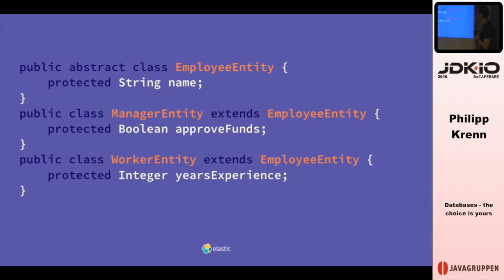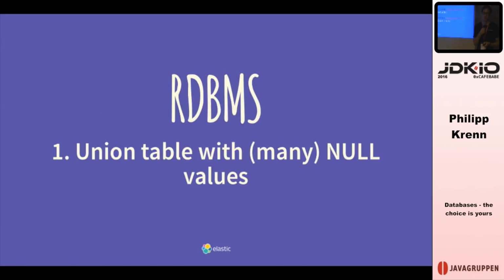Let's just take a quick example. So we have an abstract base class, Employee, and then we have managers who can approve funds, and we have workers who have experience. Obviously, managers don't have any meaningful experience. And how could we implement that with a relational database? There are 3 approaches, and none of them is really great.